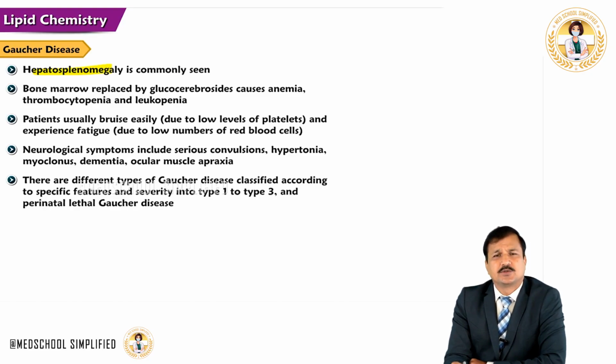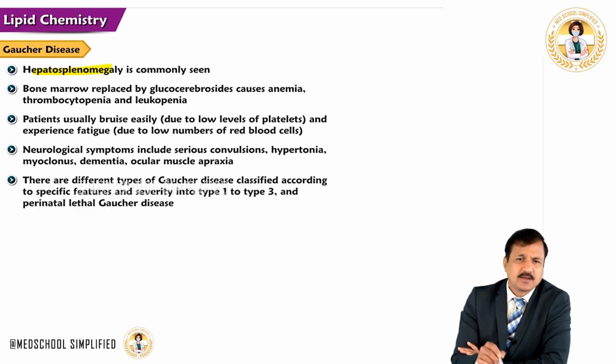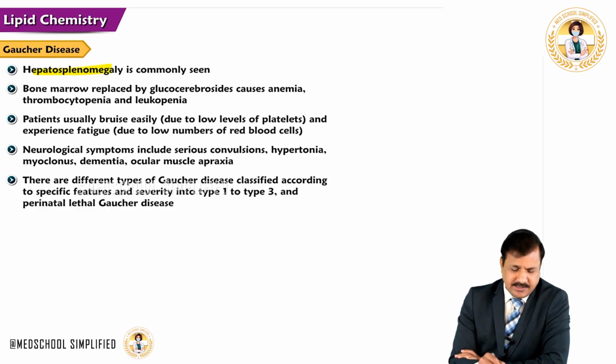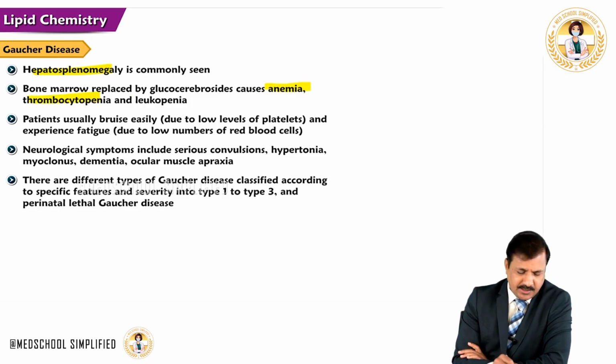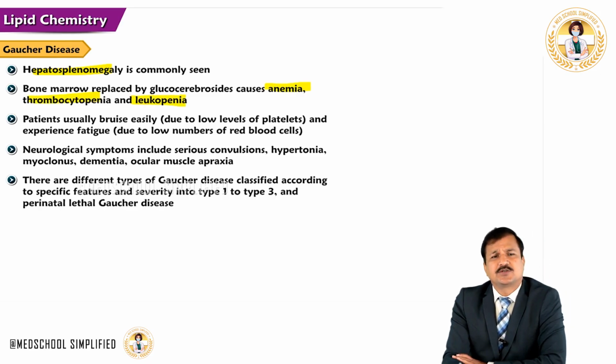So, the patient shows hepatosplenomegaly, with bone marrow replaced by glucocerebrosidase-laden cells. It may lead to anemia because of decreased red blood cell production, erythropoiesis decreased, thrombocytopenia because platelet numbers are decreased, and leukopenia because white blood cells are decreased. So, anemia, thrombocytopenia, leukopenia. Patients usually bruise easily because of low platelets and experience fatigue because of low red blood cell numbers, where the oxygen carrying capacity of the blood has decreased.